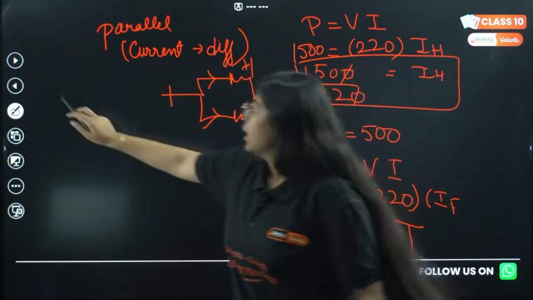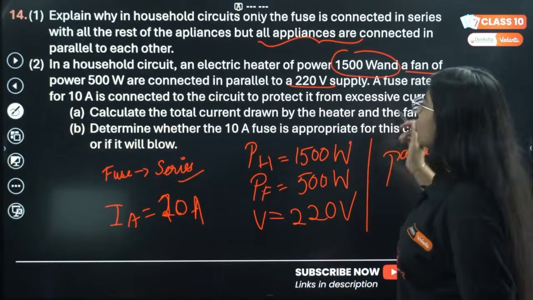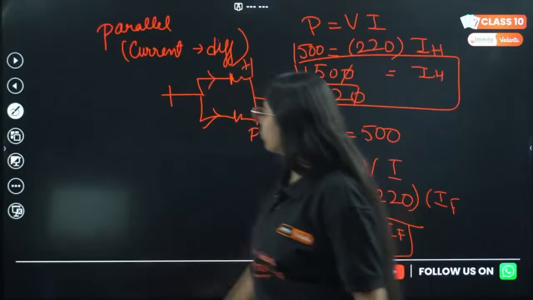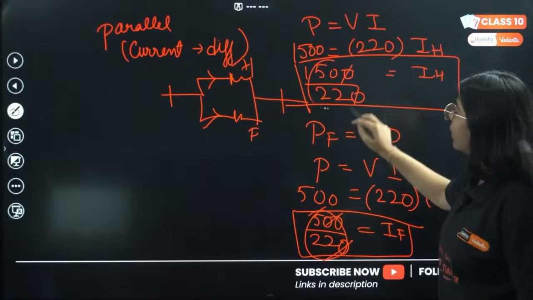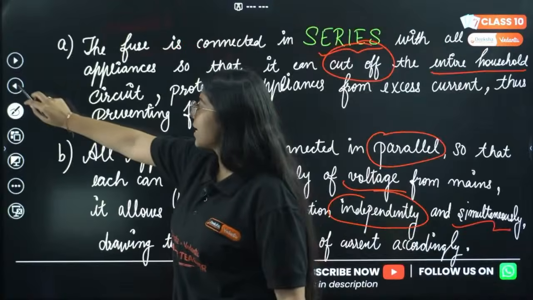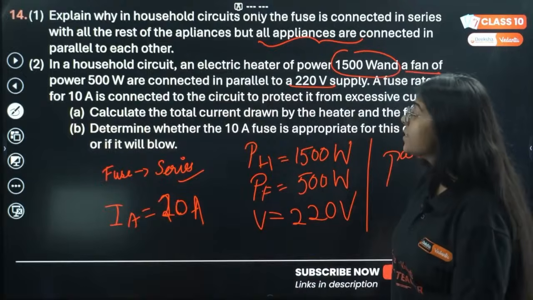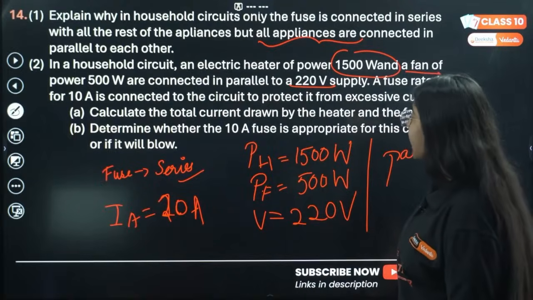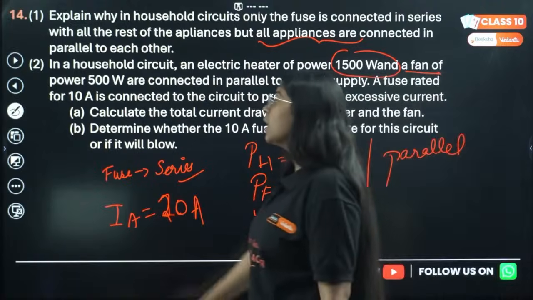Okay. What else have they said? The total current will be just the addition of these two, 50 by 22 and 150 by 22. You can just add these and get the total answer. The second question is, determine whether the 10 ampere fuse is appropriate for this circuit or if it will blow.